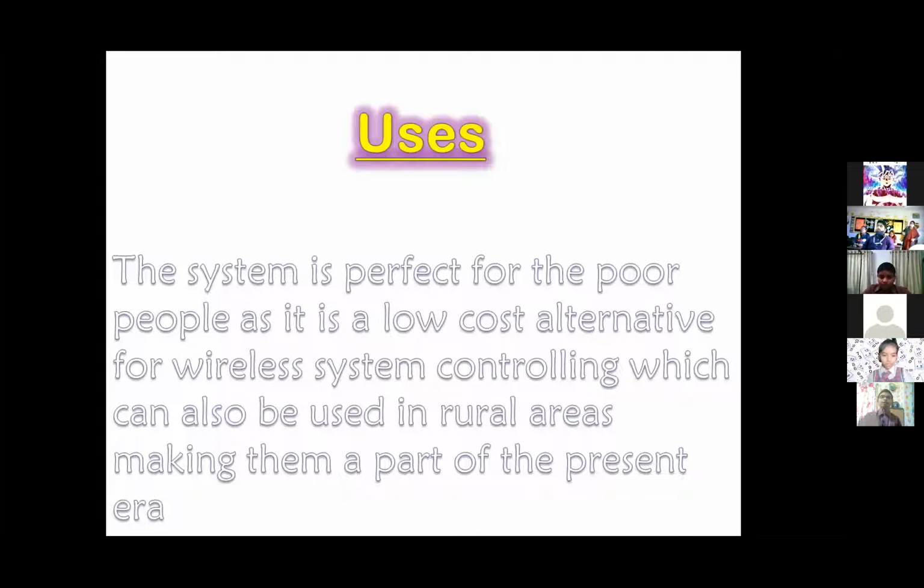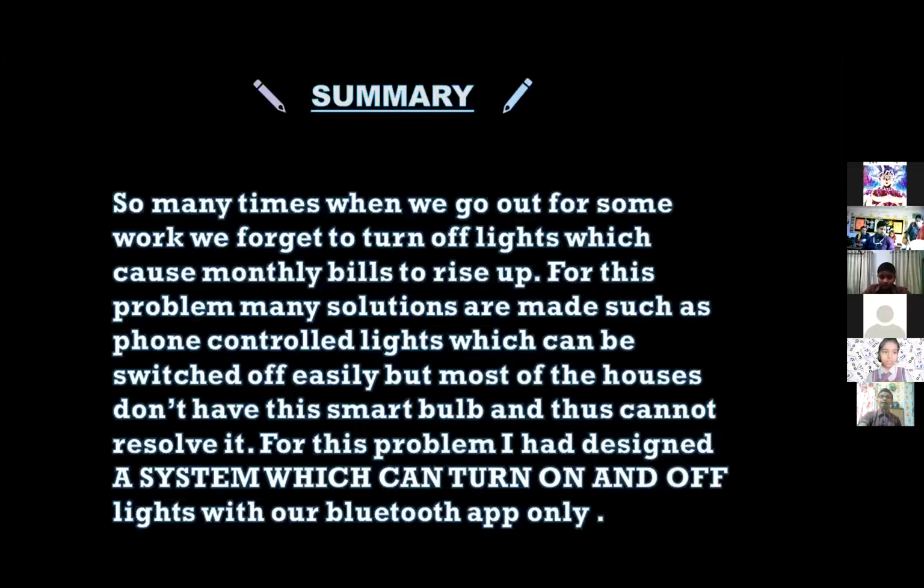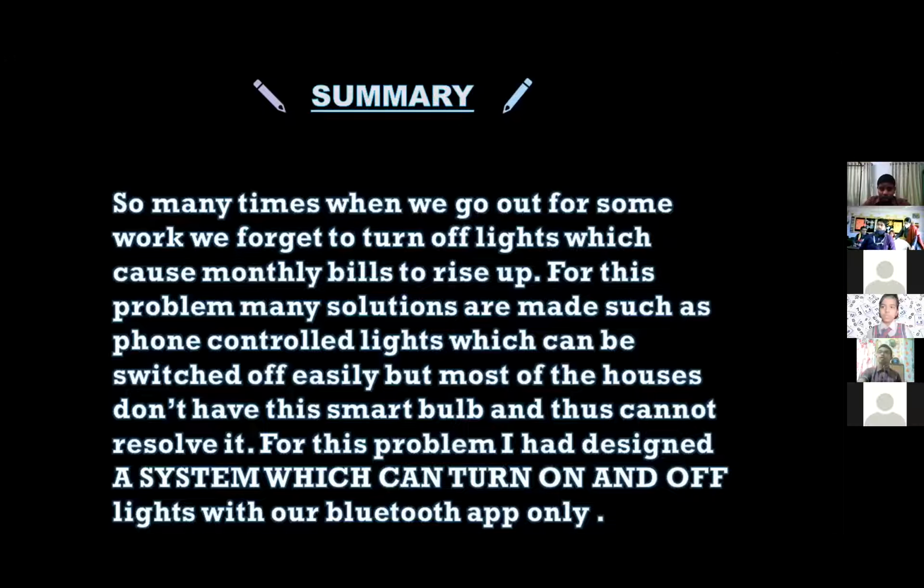Summary. Sometimes we forget to turn off the light and the fans, which causes monthly and daily bills to rise up. For this problem many solutions are made, such as phone control light, Bluetooth control lights, fans, etc., which can be switched off and on easily. But most houses cannot have this smart bulb and thus cannot resolve it. For this problem, I designed this system which can turn on and off light easily with our Bluetooth app only. No need to buy any Arduino. We can use it by a website.